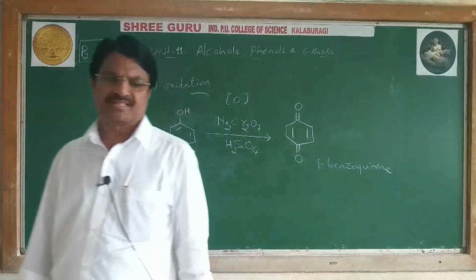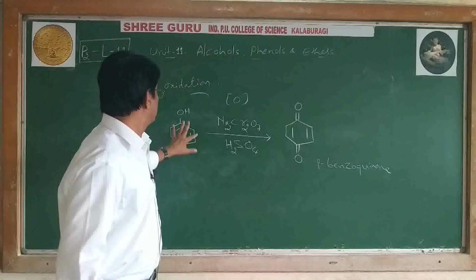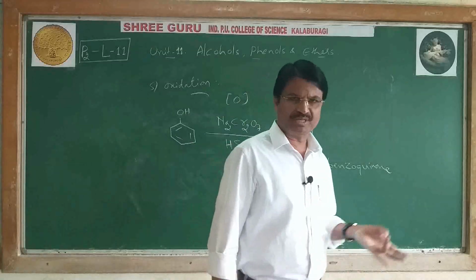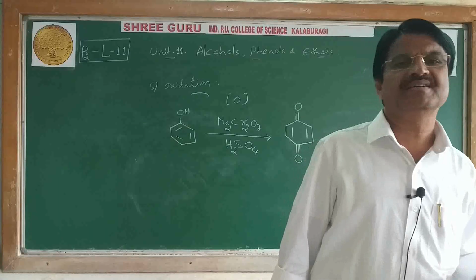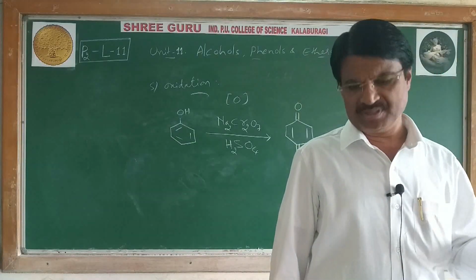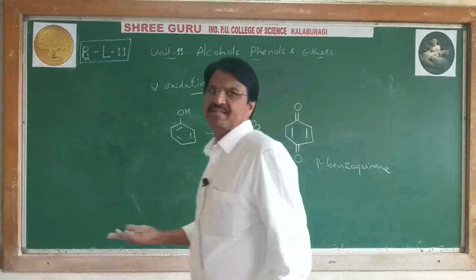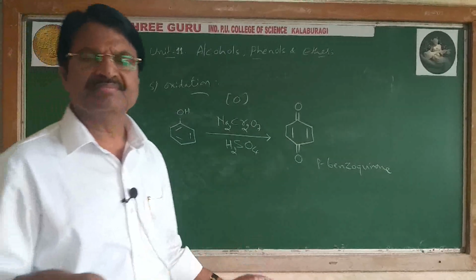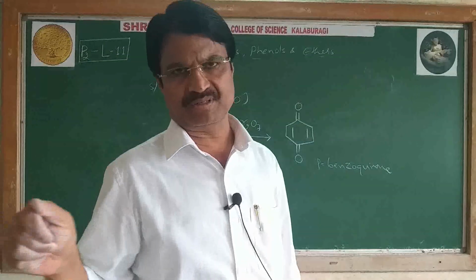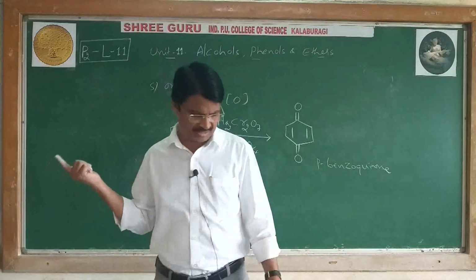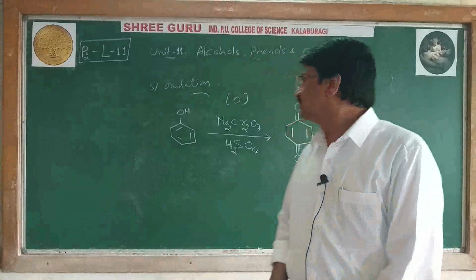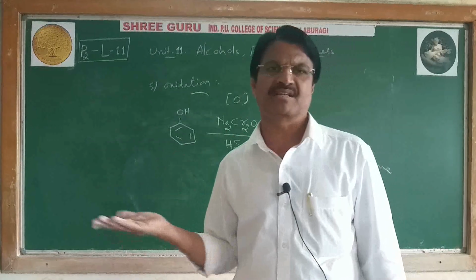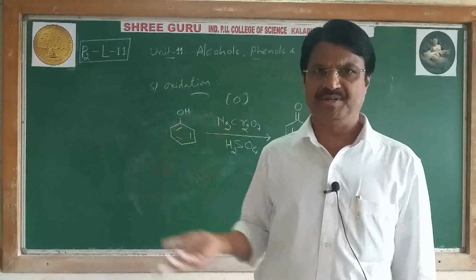So the next type of reactions are due to the benzene ring. That is called electrophilic substitution reactions. Electrophilic substitution reactions of phenol. Then we can study two reactions. There are named reactions, very important. They are called Kolbe's reaction and Reimer-Tiemann reaction. Reactions due to the benzene ring, such as nitration, sulfonation, etc., we can study in the next video. Okay, thank you.